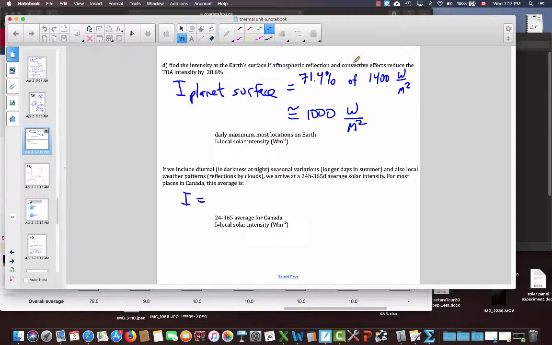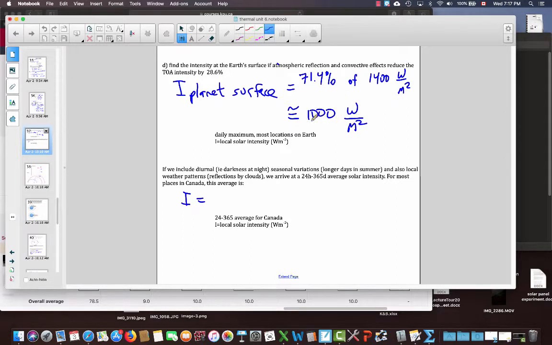The atmosphere, of course, also convects energy around, and it distributes it over the hemisphere, and even over the backside of the hemisphere. Atmospheric convection keeps the dark side of the Earth from freezing at night. At least at certain latitudes it does. So 71.4% actually reaches the Earth, makes it through the atmosphere. And so we're down to about 1,000 watts per square meter.